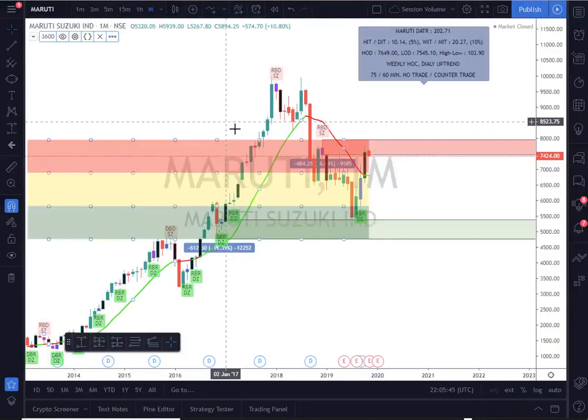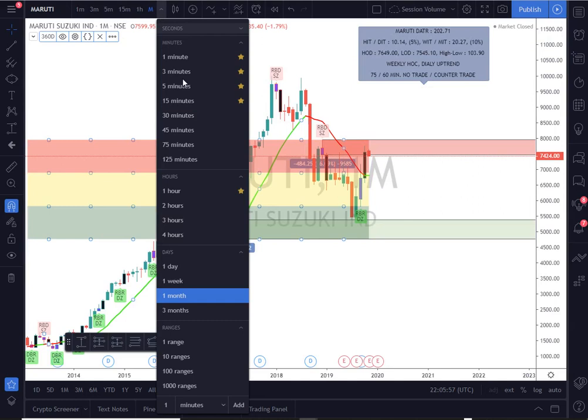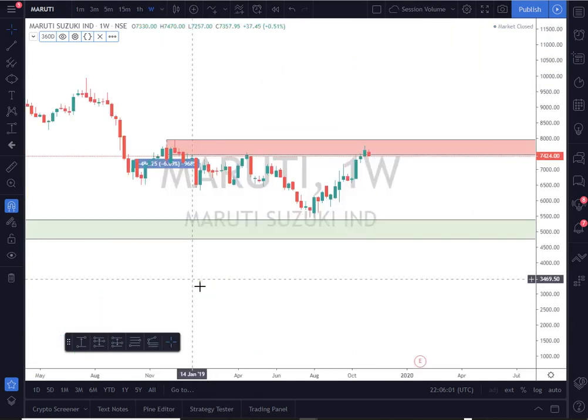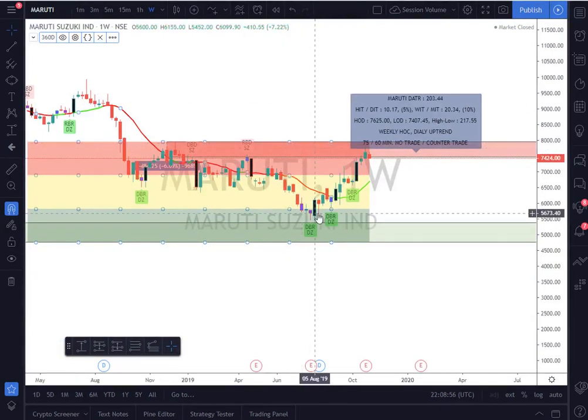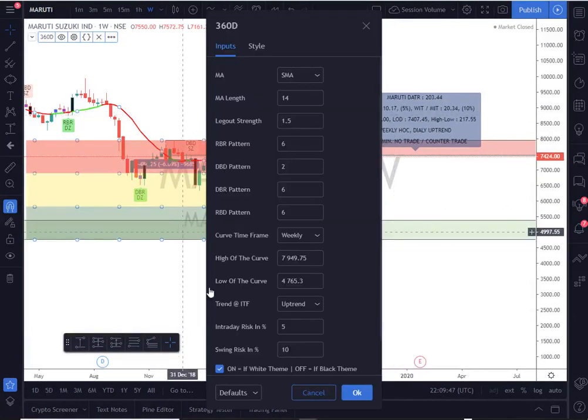Now that we have defined the curve, we want to make sure and see if there is a trading setup to trade. As I am an MIT trader, my intermediate time frame would be weekly. So I would go ahead and select it weekly to see if I have a trading possibility. As you see, we are in an uptrend on the intermediary time frame. So I would choose the uptrend here. So that's what is selected.